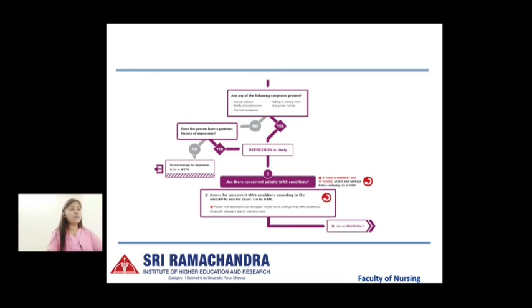Next is the fourth. In the fourth step, we have to see whether any of the following symptoms are present, to confirm that the person is having depression. The symptoms include suicidal ideation, belief of worthlessness, psychotic symptoms, talking or moving slower than normal. If these symptoms are present, depression is likely.